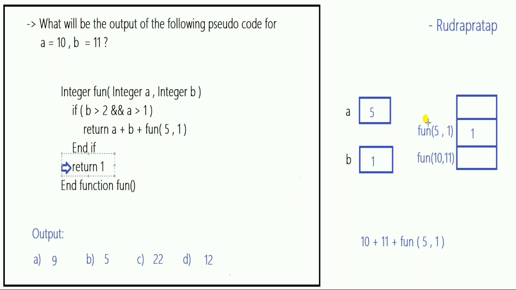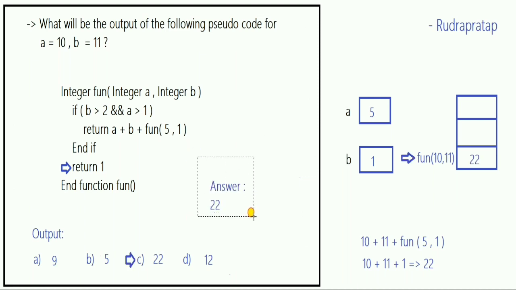So 1 is returned to the function 5 comma 1, and after that we will put the value of fun 5 comma 1 into this equation. So now 10 plus 11 plus 1 is equal to 22. This 22 is assigned to this function, and this function will return our answer 22, which is option number C, 22.